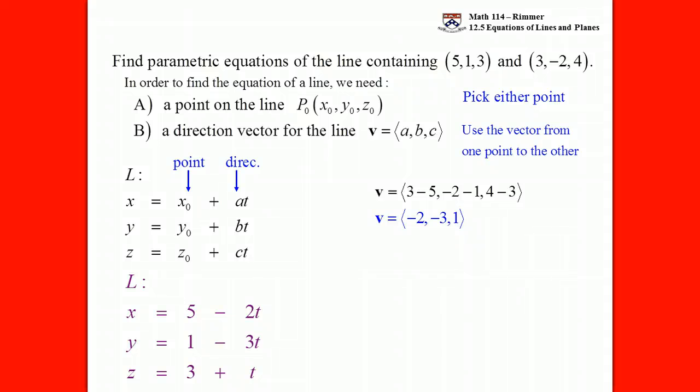Okay, when t is 0, I'm at the point 5, 1, 3. And the way we have it set up, when t is 1, we're at the other point, 3, -2, 4. And then t can vary, be anything between 0 and 1, anything after 1, anything before 0, and you'll be able to get every single point that's on that line. Questions about that?